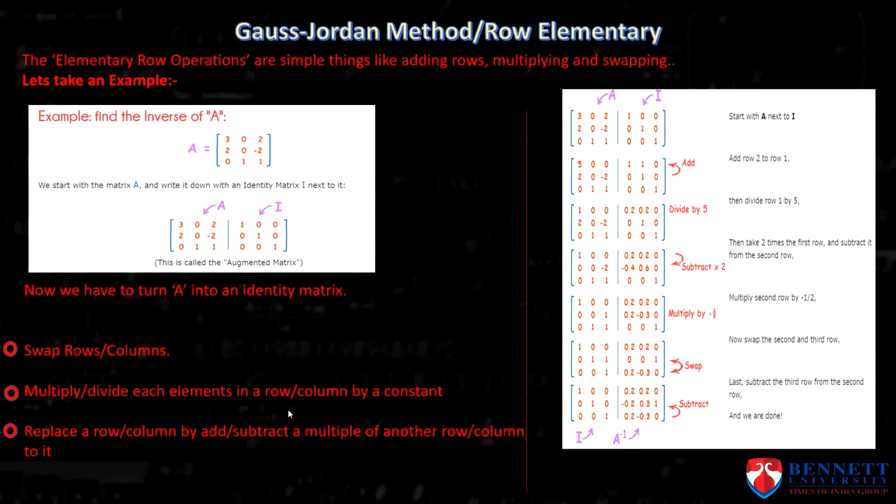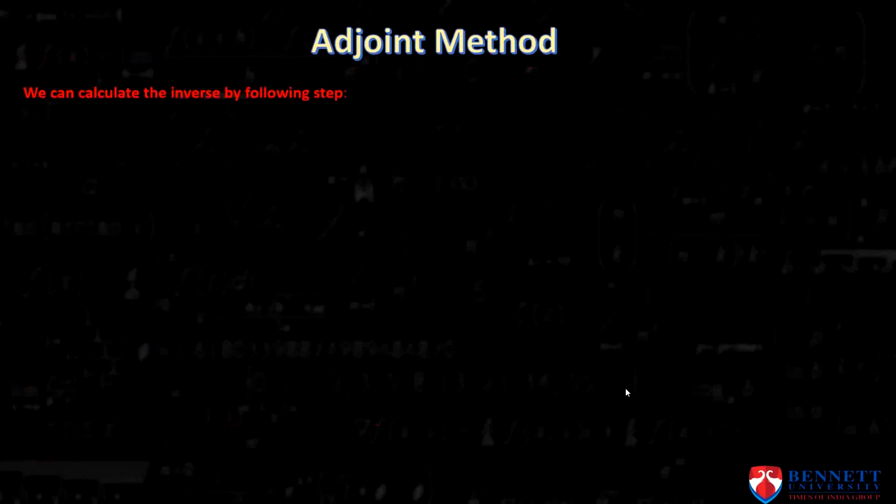So you can see that there are a number of operations we perform, and the final goal is to make the matrix an identity matrix, that is, ones on the diagonal and zeros elsewhere. And you can see this one is your identity matrix, and we are done. That is the Gauss-Jordan method.